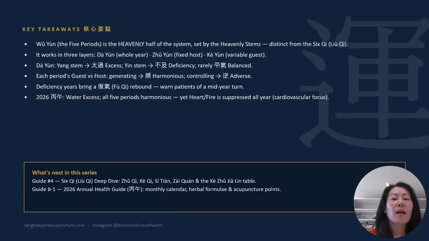What's next? Guide 4 is the other half of the system: the 6 qi deep dive with the host and the guest qi, the Si Tian and Zai Quan, and the Ke Zhu Jia Lin table, and the 2026 annual health guide turns all of this into a practical month-to-month plan.